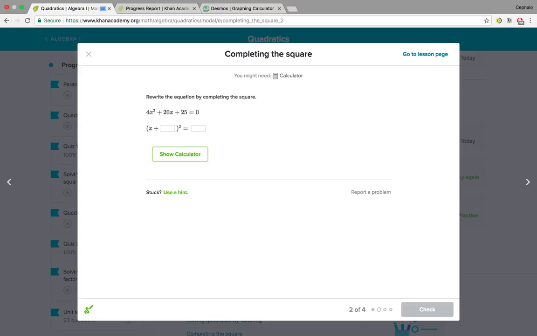6.25. Which is, well, no, don't write it like that. Which is 25 over 4. So we have 4 times x squared plus 5x plus 25 over 4, plus our original 25 minus 4 times 25 over 4. Denominator, numerator cancel out. We get a 0. We get a 4, an x plus 5 over 2 squared, and a 0. There we go.